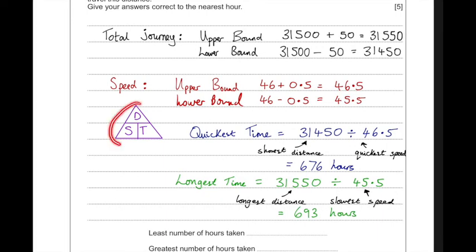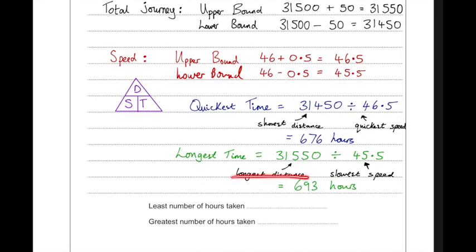You'll see here then I've used my speed equals distance over time triangle to then work out the quickest time must have been the shortest distance divided by the quickest speed, and I've got 676 hours. And then for the longest time, I've done the longest distance going by the slowest speed. And you can see there, rounded to the nearest hour, that was 693 hours.